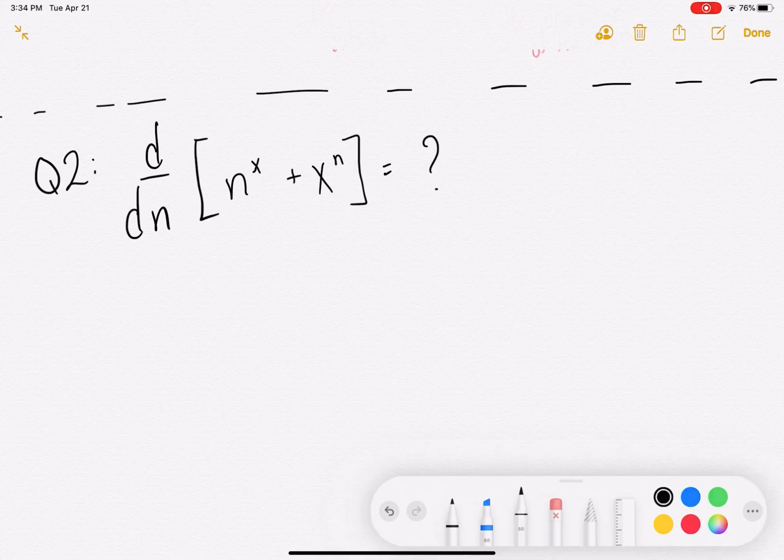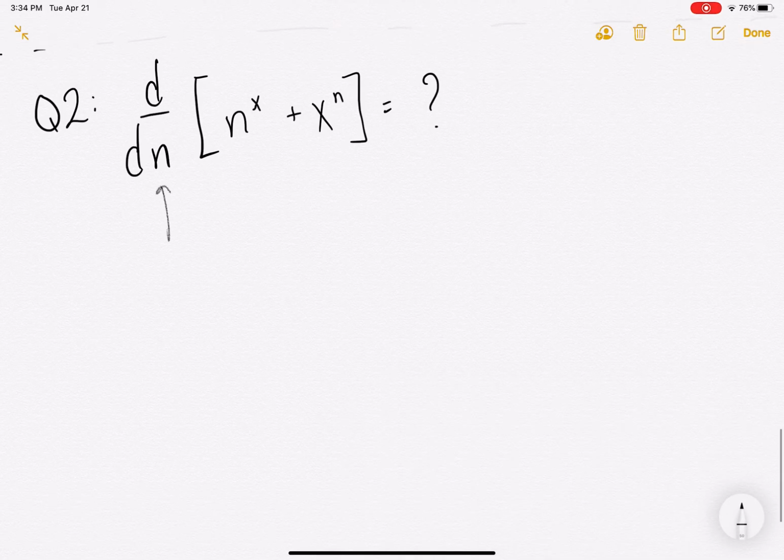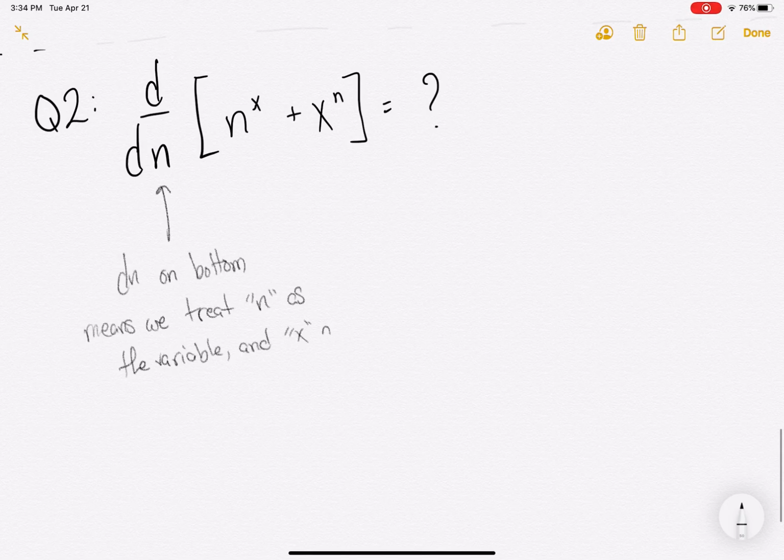So let's just talk about a few things right off the bat. The dn on the bottom means we treat n as the variable, and x as just a number. So I'm trying to get you guys to feel better about using any letter for any variable. That's the way that mathematicians have to use it eventually. And that's that any letter can be any variable. And there's nothing special about x sometimes. There's nothing special about y sometimes. We have things that we do commonly, but they don't always have to be that way. So here we're treating n as the variable and x as just a number.